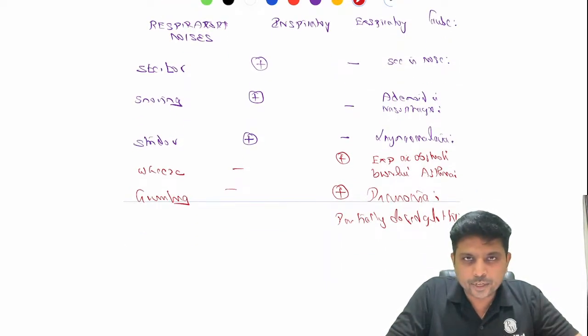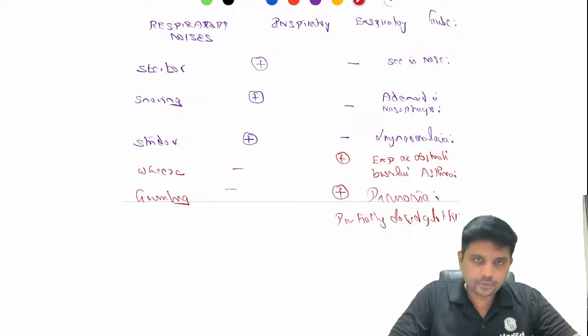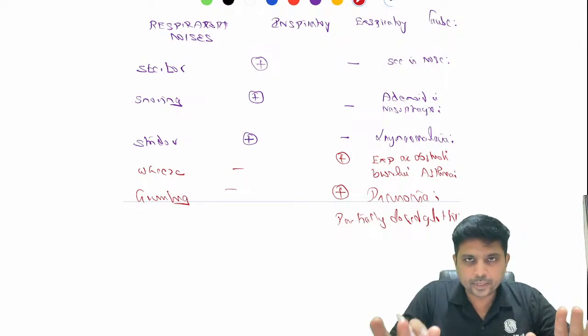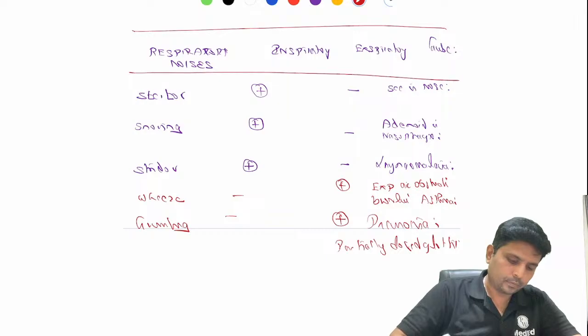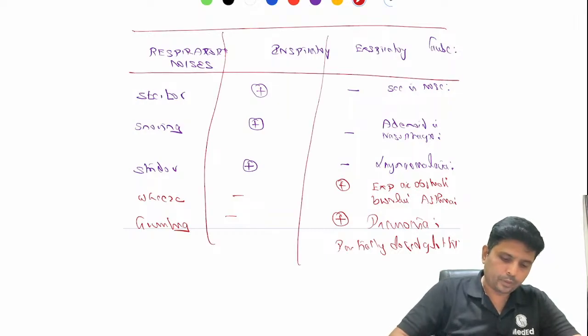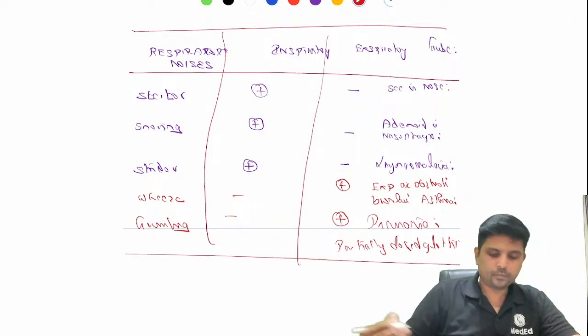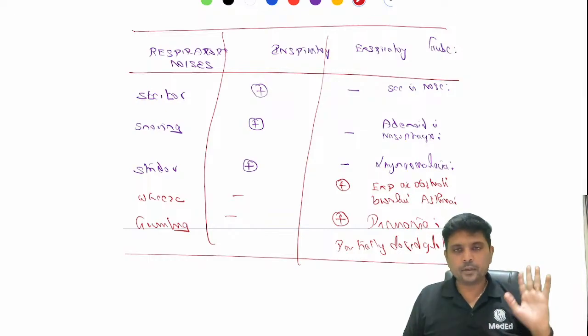So these are all the respiratory noises. Stertor, snoring, stridor are inspiratory noises, whereas wheeze and grunting are expiratory noises. This is very, very important. Okay, so this is concept number one.